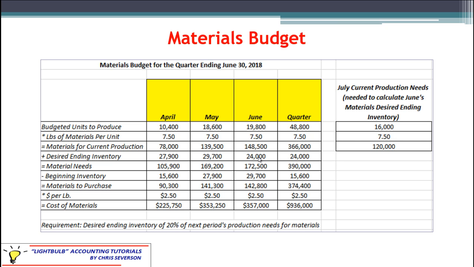So that takes us to the end of this lecture for materials. Again, this all rolls up to the production budget. It supports the production budget because these are the actual costs of what we need. The next two we're going to discuss are the labor budget and the overhead budget. The materials budget is probably the more complex because it deals with beginning and ending inventories, and it deals with a cost per pound, a number of pounds per unit, all of that.